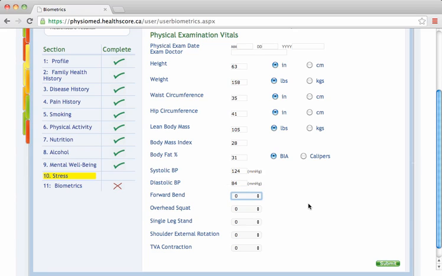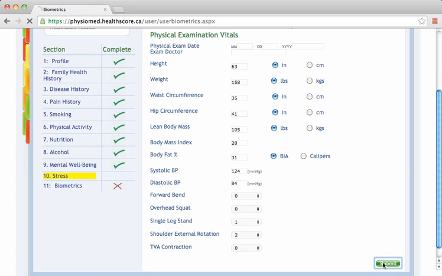Okay, so she does a forward bend. There is some pain due to the back pain, so she gets a score of 0. Overhead squat, again, significant limitation or asymmetry. Actually, we're going to say 0 again because of pain. Single leg stand, she's able to do marginally on one side, not the other. Shoulder external rotation, passing score, minor limitation, and TVA contraction, again, caused pain. So a score of 0.